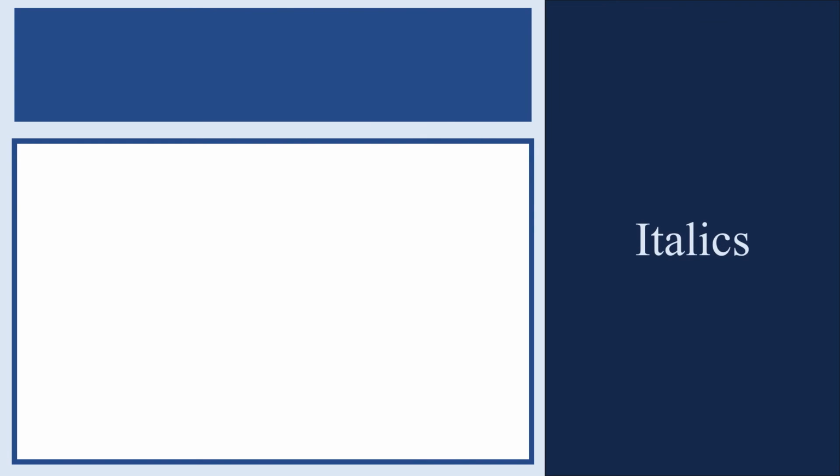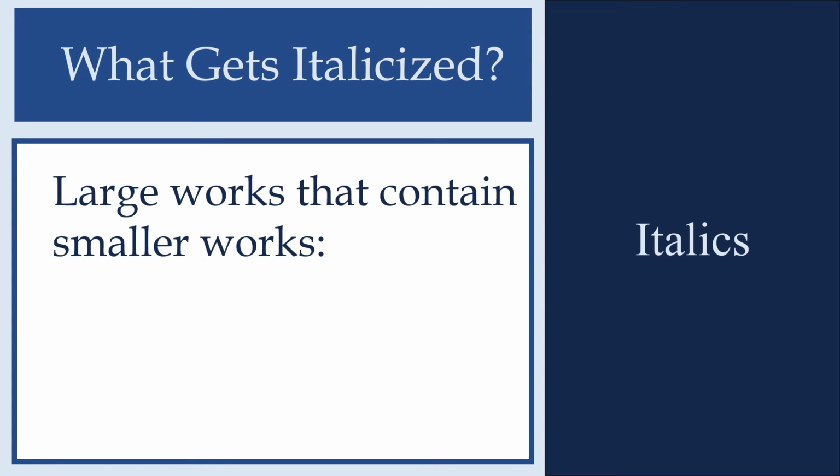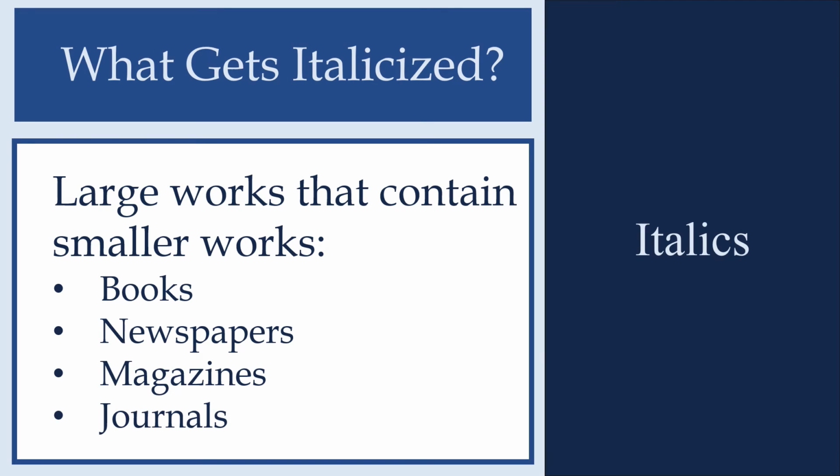The rules for italics are significantly simpler than those for capitalization. What gets italicized? Large works. These are typically seen as containers as they usually have smaller works within them. Books have chapters. Newspapers, magazines, journals have articles. Therefore, a book would be italicized, a chapter within it would not. A newspaper, magazine, or journal's name would be italicized. The articles in those would not be italicized.